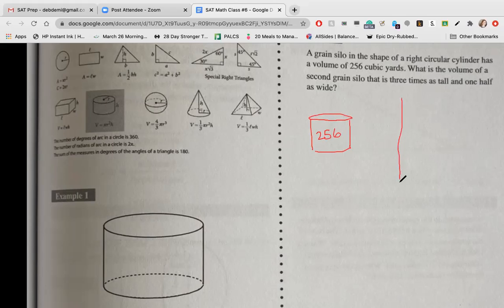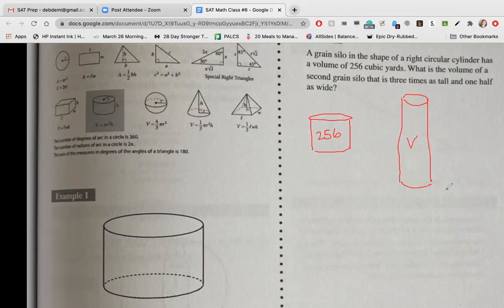It's 3 times as tall and 1/2 as wide. There we go. All right. I don't know if I did that right, but just pretend. It looks more like a vase than a cylinder. Okay. We don't know the volume of this one. Hope everyone's playing along at home.